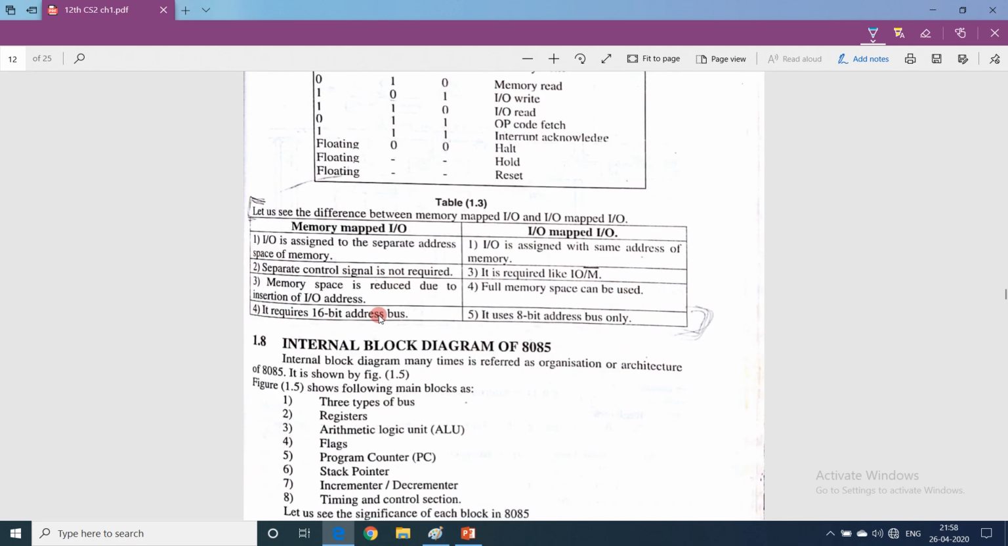After this, we have the topic internal block diagram of 8085. We have learnt the block diagram of a generic microprocessor. So what all things a general microprocessor can have, we have already discussed. So the internal block diagram of 8085 will be easy for us to learn, because the blocks which we learned in the generic microprocessor are almost the same in the internal block diagram of 8085. The topics which we are going to learn will be almost the same.